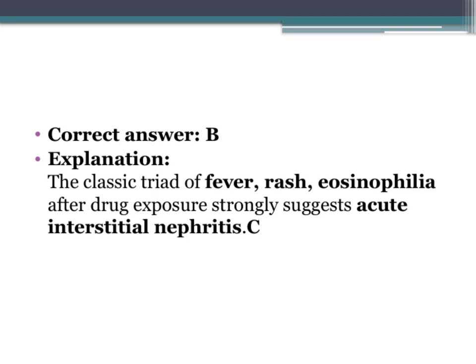The correct answer here is B. Let's delve into why that's the case. The classic triad we see, fever, rash, and eosinophilia, after drug exposure is a strong indicator of acute interstitial nephritis. This pattern, especially when it appears together, really points toward this diagnosis. It's important to recognize these signs early because they can guide us toward the right management. Remember, in cases like this, the history of recent drug exposure combined with these clinical features is key to making an accurate diagnosis. This fits into our overall theme of recognizing drug-induced renal conditions promptly for better patient outcomes.